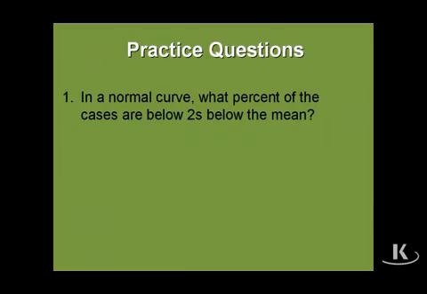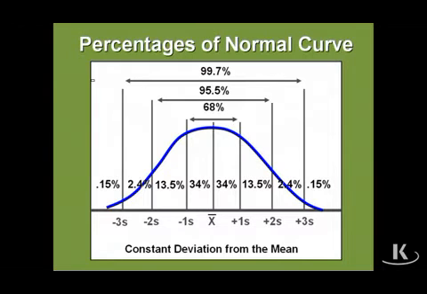First, in any normal curve, what percent of the cases are below 2 standard deviations below the mean? Now notice there's 2 things here. One is where you're starting, and the second one is which direction you go. This is below 2 standard deviations below the mean. So where am I starting? Here, 2 standard deviations below the mean, minus 2s. And which direction am I going? Below that, that means this way, from that point all the way down. What percent of the cases are there? Rounded off, it's roughly 2.5%.